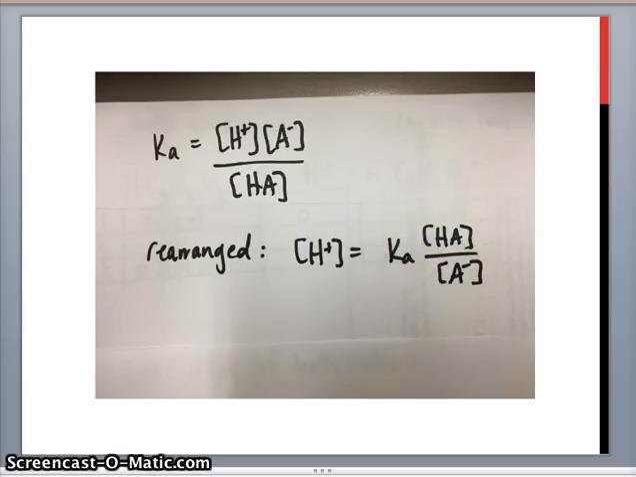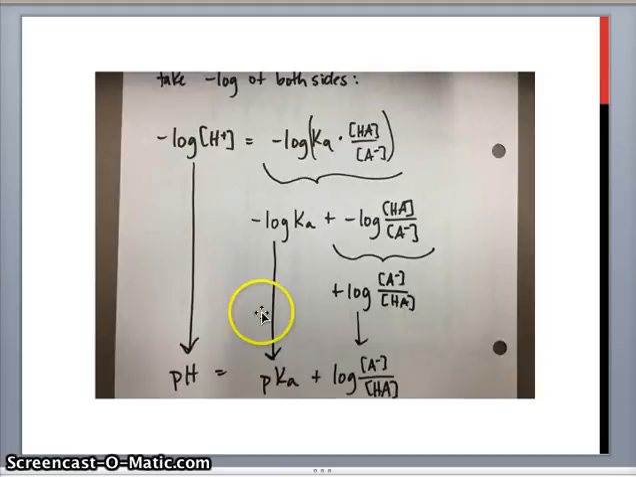We can take the negative log of both of these sides of the equation, because that's going to end up giving us pH, because the negative log of H+ is pH. So if we take the negative log of both sides, we're getting the negative log of H+, which is equal to pH. And then we have the negative log of this whole thing, Ka times this HA over A-, which is really our acid over our base.